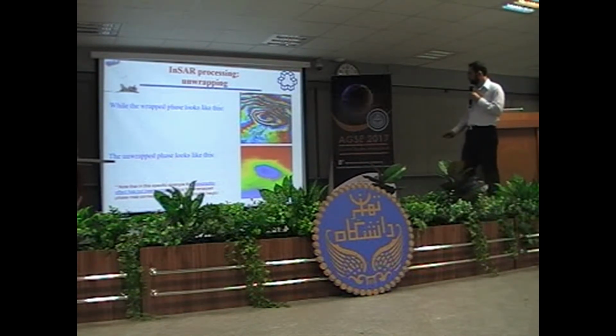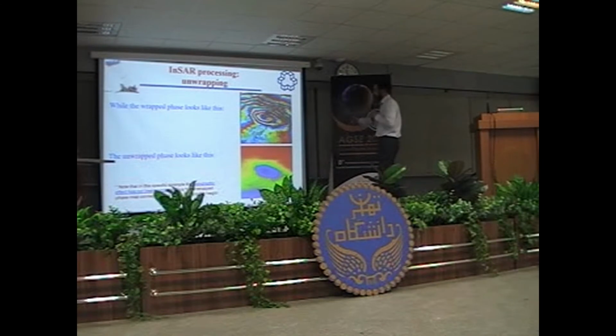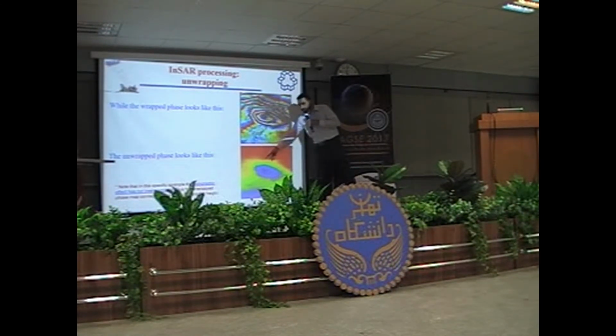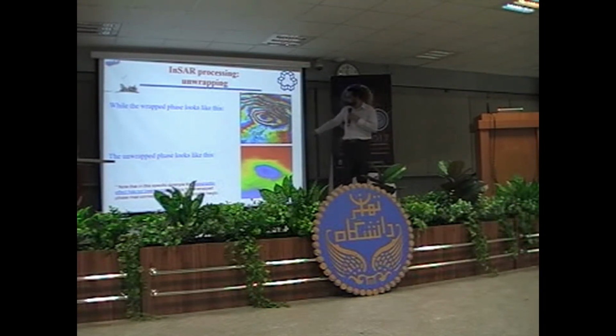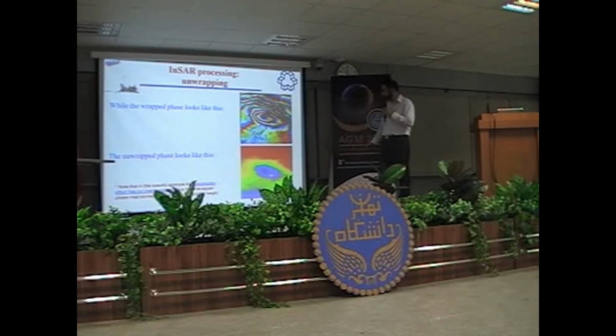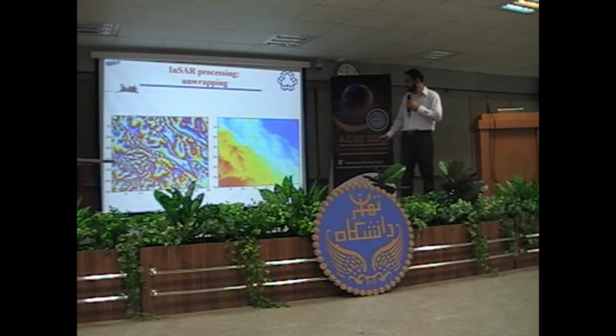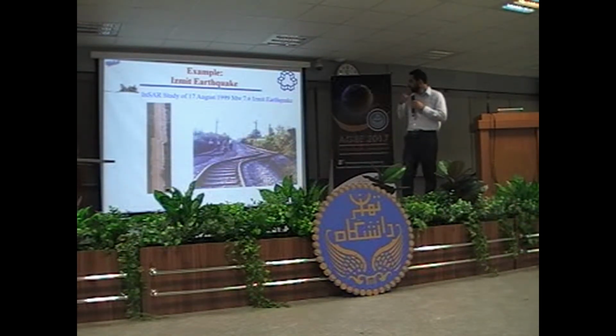After unwrapping, these are the fringes. This is after unwrapping. It's a smooth transition from a high topography to low topography, which is visible in this unwrapped image. Or another example: this is a wrapped image, this is an unwrapped image.